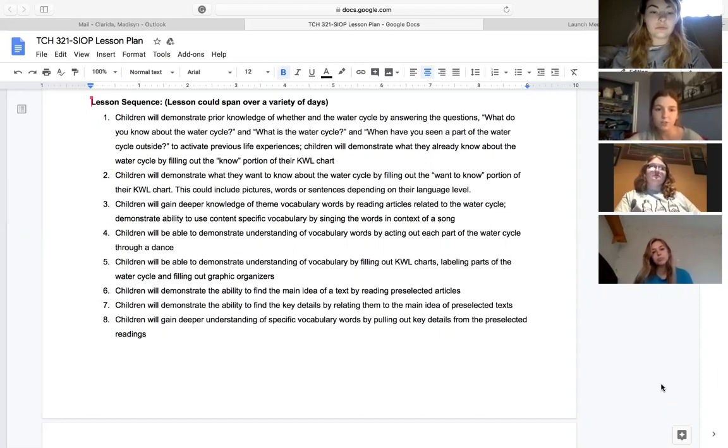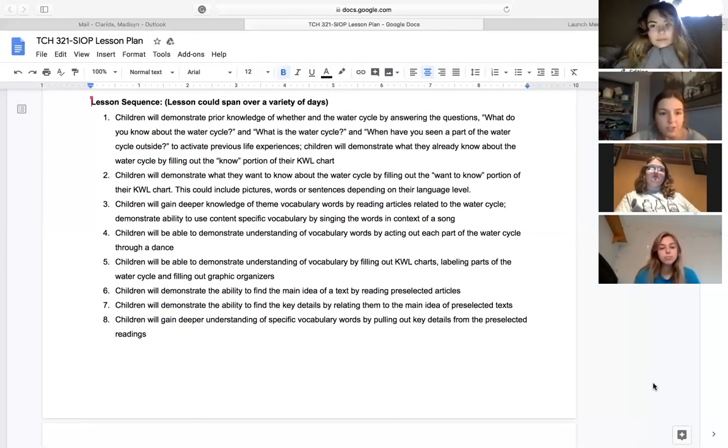Number 3, children will gain deeper knowledge of theme vocabulary words by reading articles related to the water cycle and demonstrate ability to use content-specific vocabulary by singing words in context of a song. So they're singing the words to remember them better. And also they're reading articles related to the water cycle because the standard does have to do with reading. And so that's the way that they're going to learn about the different vocabulary words.